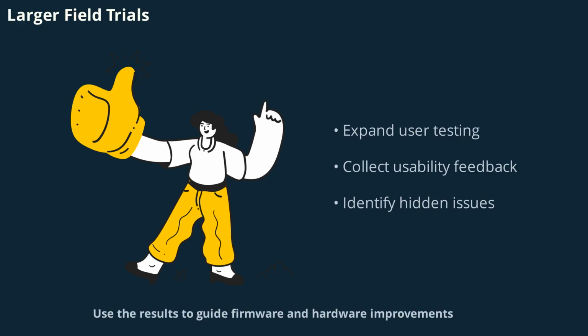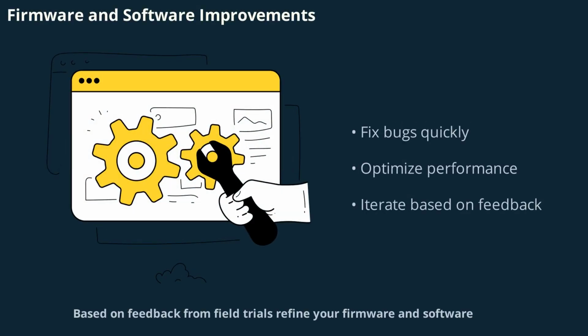Use the results to guide firmware and hardware improvements, ensuring your product meets user expectations. Based on feedback from field trials, refine your firmware and software. This might involve fixing bugs, optimizing performance, or adding new features. Iterative improvement is key. Don't expect perfection on the first try. By responding to real user input, you'll create a more robust and user-friendly product.